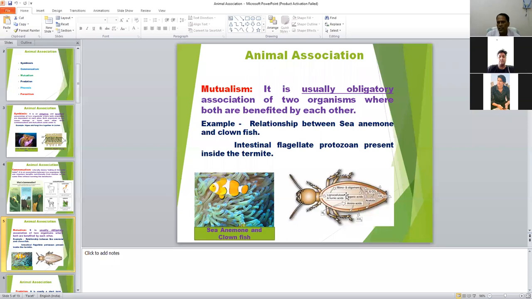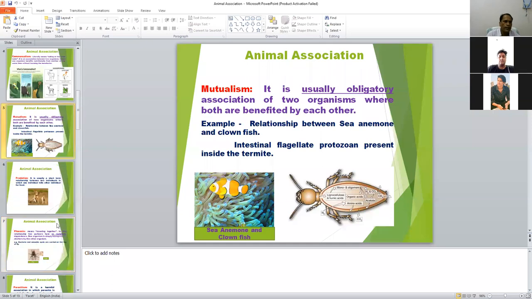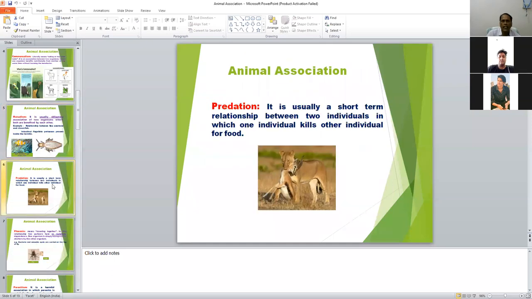The helper gets nutrition. Then another animal association is predation, which is a short-term relationship between two individuals in which one individual kills, that is the predator, the other individual, that is the prey, for food. That is, the predator kills the prey for food. This is an important relation.